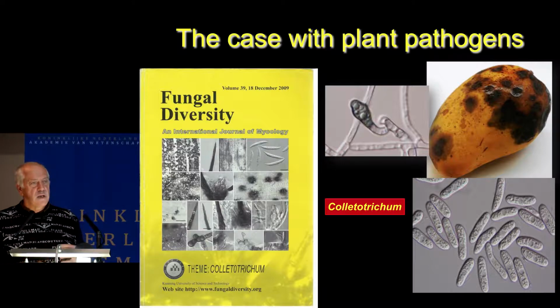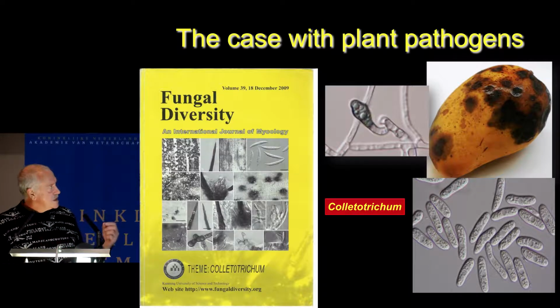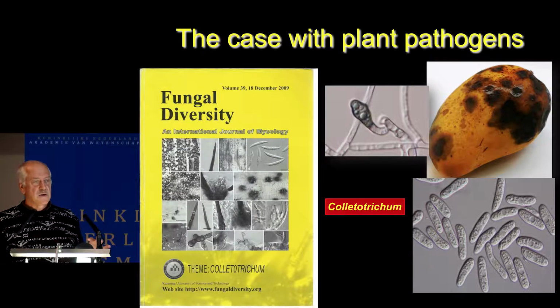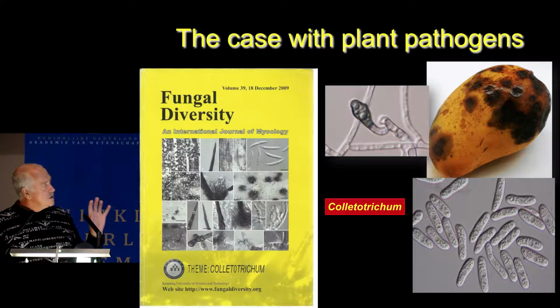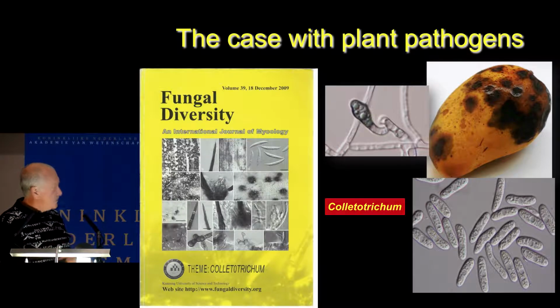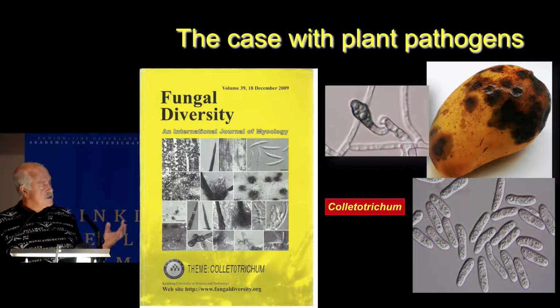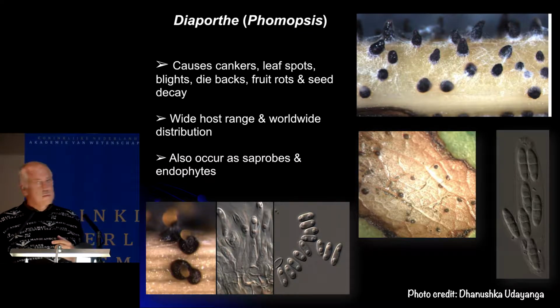Okay, so I want to move on now to the example with plant pathogens. So with the higher level taxonomy, it's difficult to use the characters now to place things at the family level. With the pathogens, it's impossible to use the characters to name the species, almost impossible. So this is Colletotrichum. If you get a Colletotrichum and you want to name it to species, it's really difficult to do using morphology. You have to sequence it, and you have to use several genes before you can identify the fungus. Same with Diaporthe.